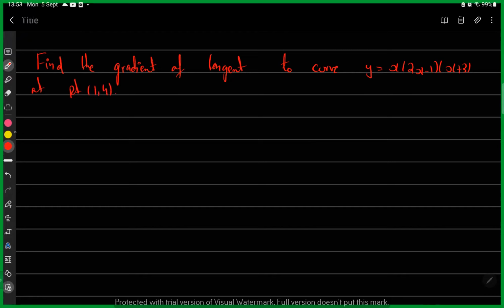Now I need to explain two things out of this. The question says, find the gradient of the tangent to the curve y equals this at the point 1, 4. Now what we know is that this is going to be a cubic curve, right? Certainly, this is going to be a cubic curve. And if I just talk about a random cubic curve, let's say if it's something of this type, and let's say 1, 4 is somewhere here, for example.